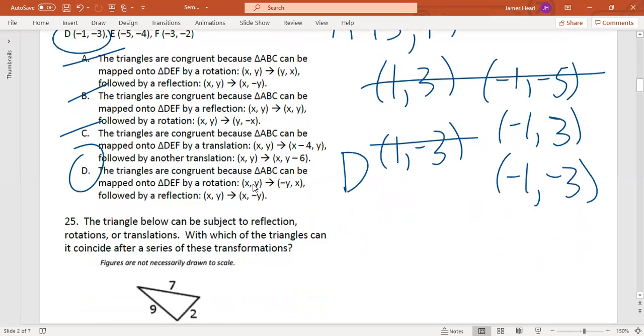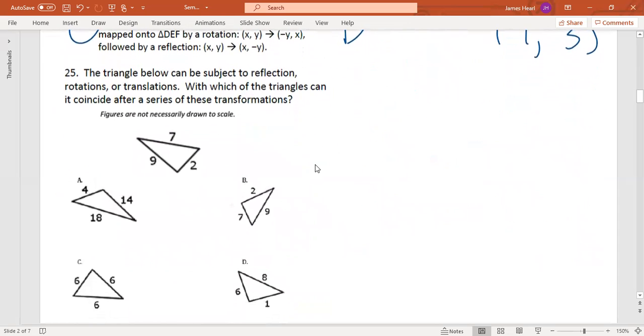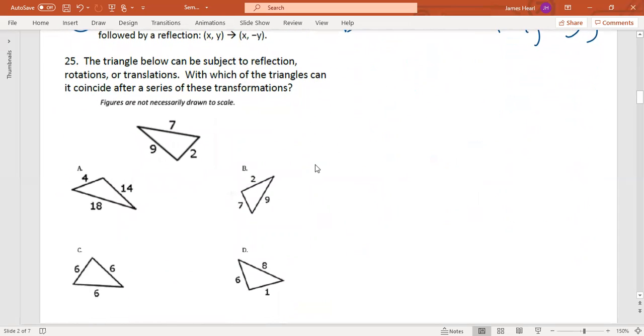See, for 25, the triangle can be moved with reflections, rotations, translations. Which of these triangles would coincide with it? That's the idea that reflection, rotation, translation create congruency. The only answer that works is the one that has the same exact measurements. And again, before somebody says it, figure is not drawn to scale.